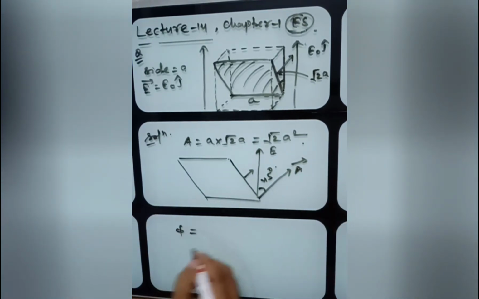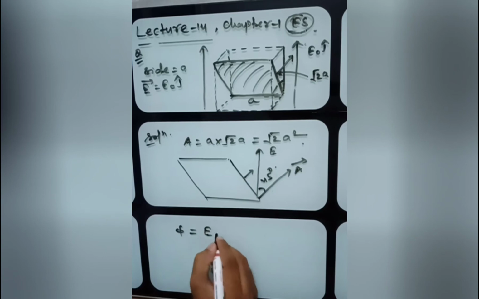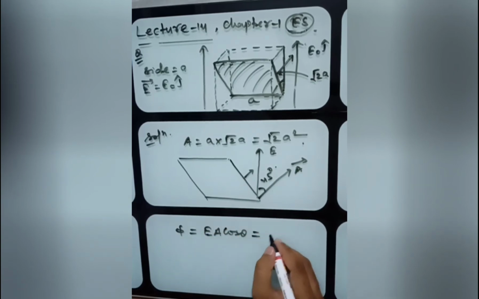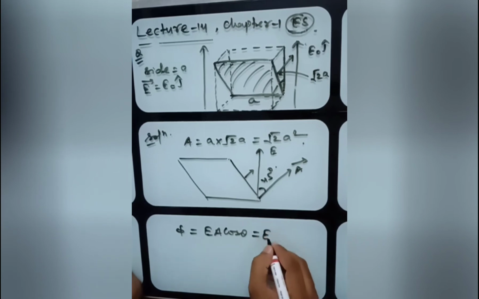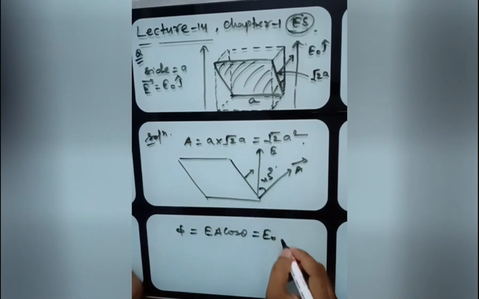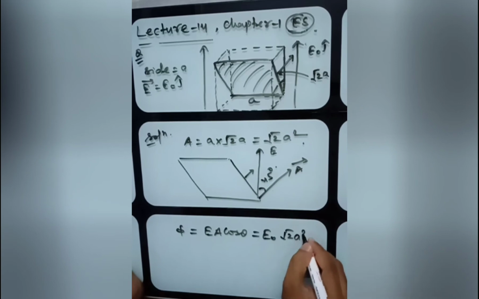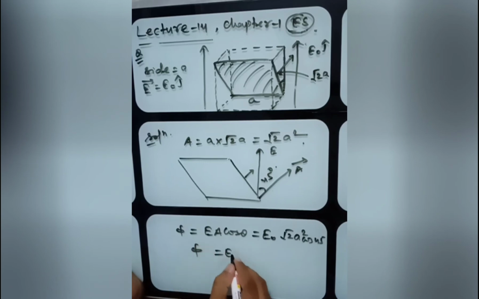So flux, student, you can write here the E A cos theta we have been studied. Here the E is E naught J cap. Now you are not required to write the cap because we have been taken here the cos theta. So the E naught and A, it is how much? A is root 2 times A square, and cosine theta, that is the cos 45. So the flux is E naught root 2 A square times 1 by root 2. It is cancelled out, and the flux is E naught A square, and this is the answer, student.